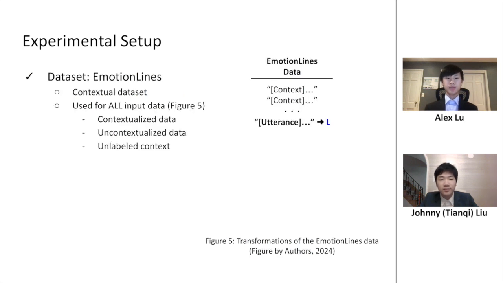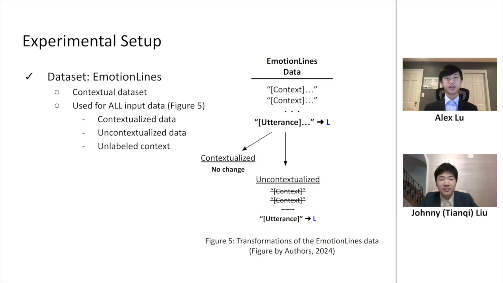To carry out our experiments, we use the EmotionLines dataset, which is a contextual dataset. We derive all other forms of data from the same dataset so that they all use the same training data for a fair comparison. To obtain the contextualized data, no change was necessary. Uncontextualized data is created simply by removing all utterances except for the target utterance from each conversation. And unlabeled context is easily obtained by just removing the labels of each conversation.